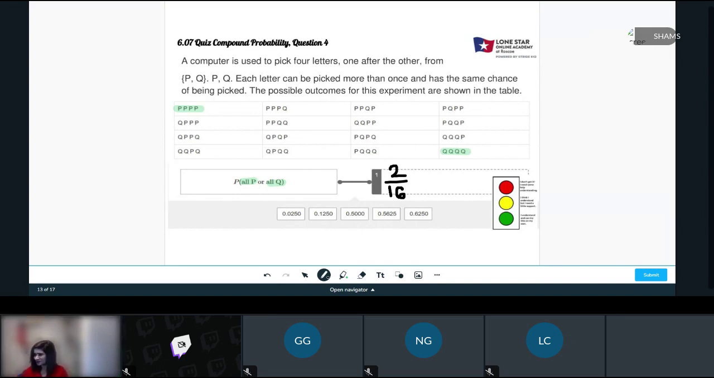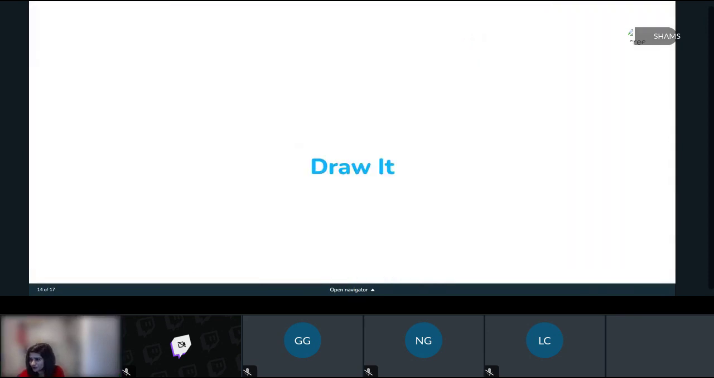Nina did the decimal of 2/16 and says 0.125. Jocelyn also got that. Right? 2 divided by 16, you will get 0.125. Let's look at the next variety of question 4. All of these question 4s look very similar.